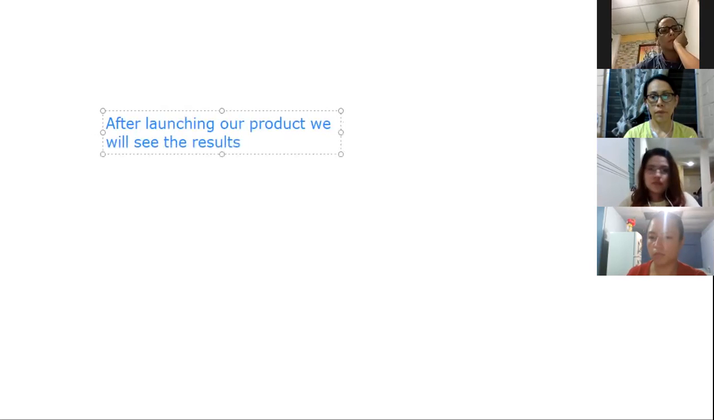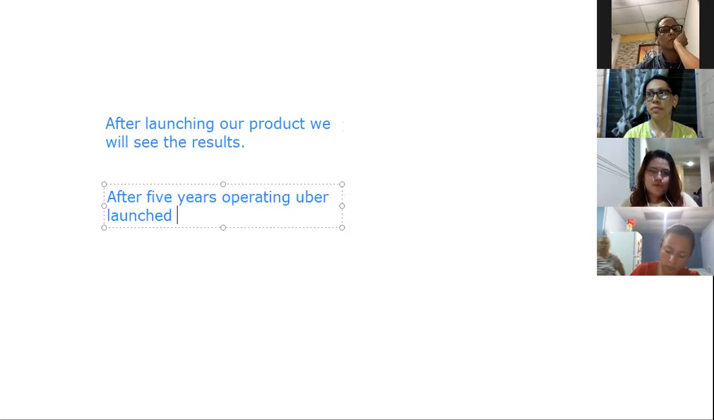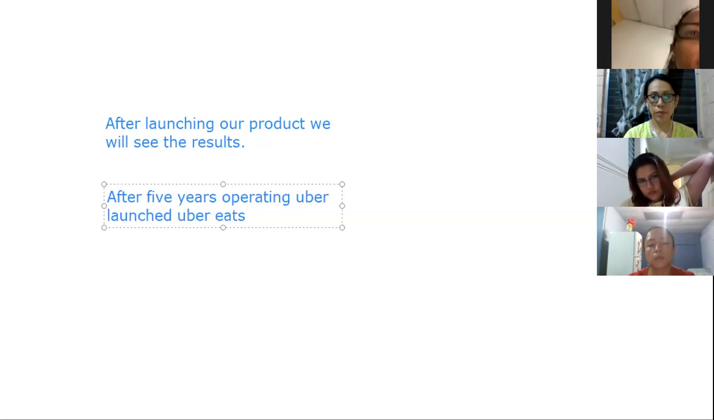Okay, that's one example. Or we can type another here, for example, after 5 years operating, Uber launched. What did Uber launch after some years of operating? Do you remember what Uber's new product is? Uber launched Uber Eats. Great, so this is how it works, all right?